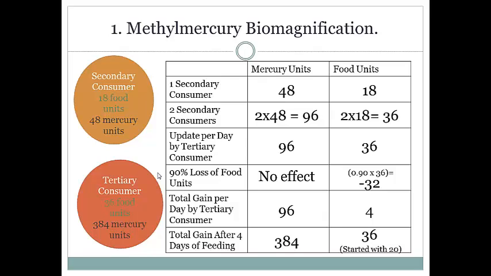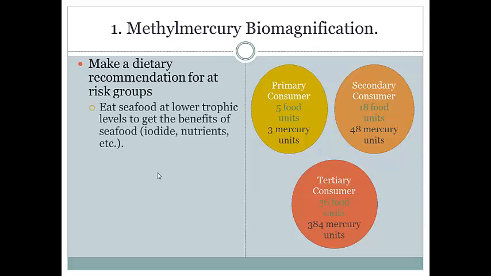So as we move up these trophic levels from primary, secondary to tertiary consumer, we see that the amount of methylmercury starts to exponentially increase. So, a dietary recommendation for at-risk groups. First would be to eat at lower trophic levels to get the benefits of seafood. Our primary consumer has the least amount of mercury units compared to the food units. So it would be better to consume a primary or secondary consumer as opposed to this tertiary consumer that's got tons and tons of mercury in it.